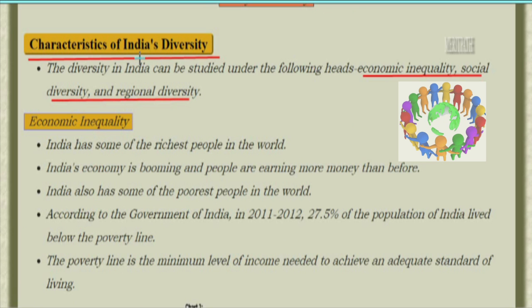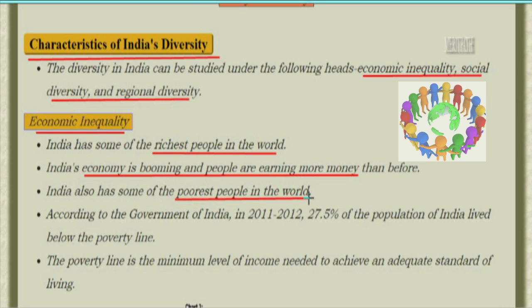Characteristics of India's diversity. What all things come under India's diversity? What are the characteristics? They are economic inequality, social diversity and regional diversity. First, let's see economic inequality. What does it mean? There are many rich people in the world and India has some of the richest people, and India's economy is booming day by day, increasing, and people are earning more money than before. That means the rich people are becoming more and more rich. And in addition to the rich people, India also has poor people.